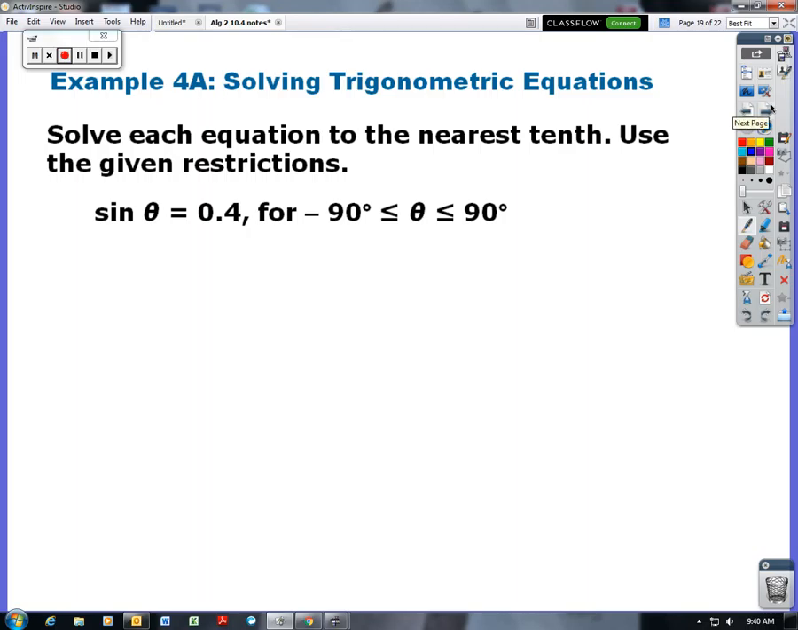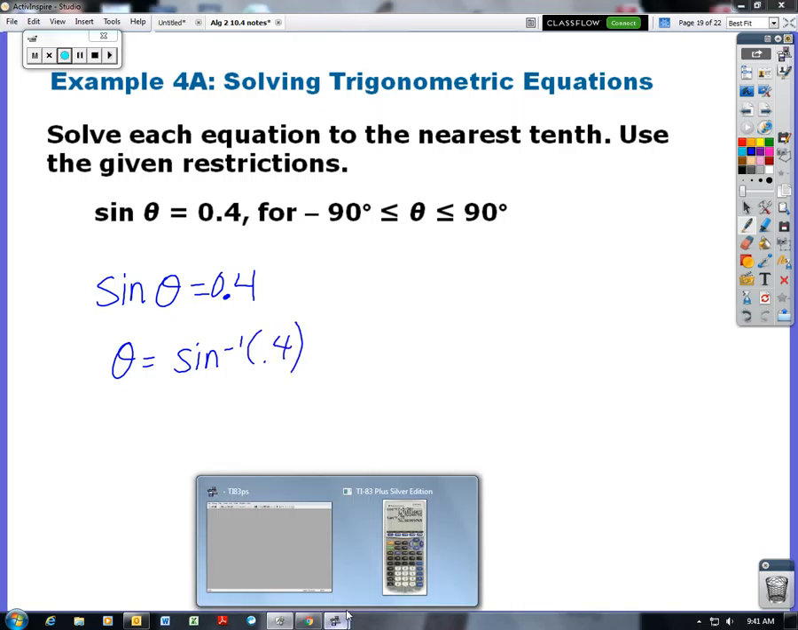And we're on the last one. Solve each equation to the nearest tenth. Use the given restrictions. Okay, so we've got sine of theta equals 0.4. And 0.4 is not one of the values on our unit circle. So we are going to be using our calculator. We're going to be taking inverse sine of both sides.